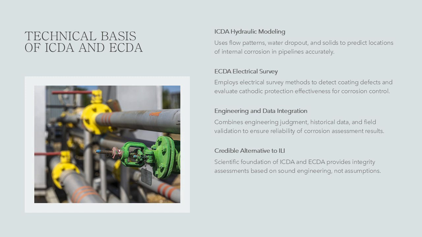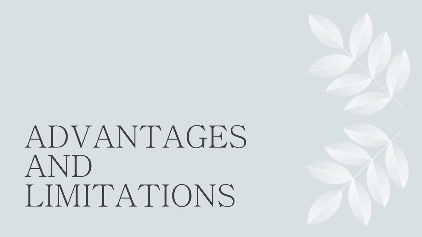ICDA relies on hydraulic modeling to predict internal corrosion locations based on flow patterns, water dropout, and solids accumulation. ECDA uses electrical survey techniques to identify coating holidays and assess cathodic protection. Both methods combine engineering judgment, historical data, and field validation to ensure accurate results. This scientific foundation makes them credible alternatives to ILI and ensures that integrity assessments are based on sound engineering principles rather than assumptions. Next, let's look at the advantages and limitations of ICDA and ECDA compared to ILI.